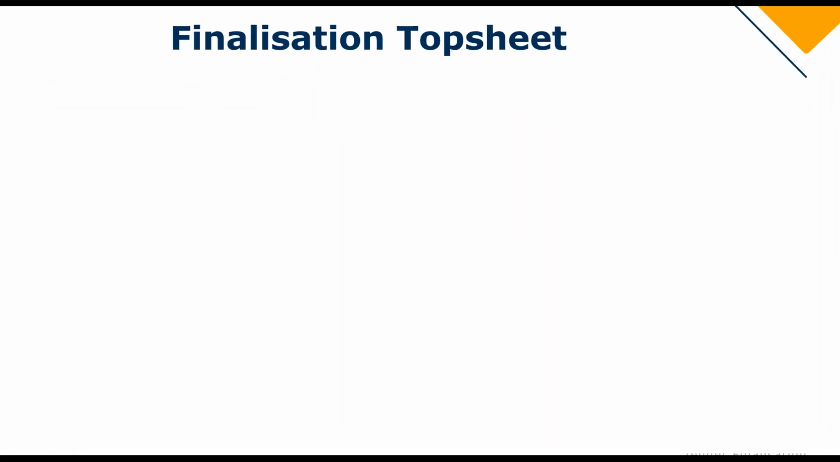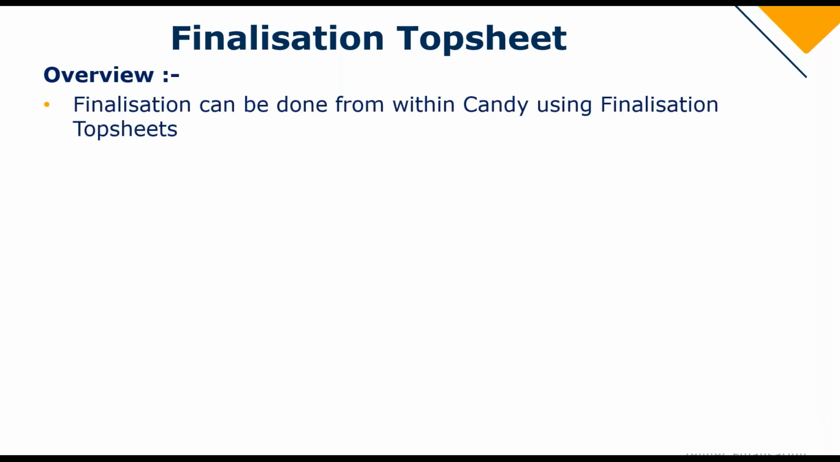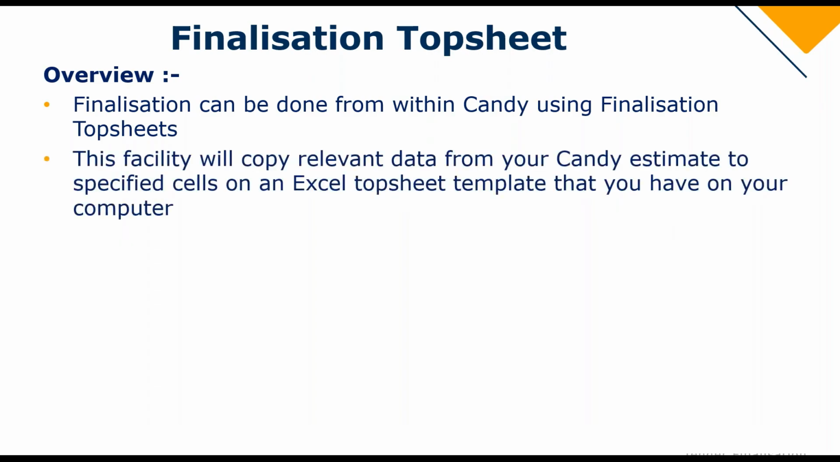Now we are going to look at the finalization top sheet in Candy. So just to give you an overview, the finalization can be done within Candy using the finalization top sheets. You don't need to do this outside of Candy. So the facilities will copy relevant data from your Candy estimate to specified cells on an Excel top sheet template that you have on your computer.